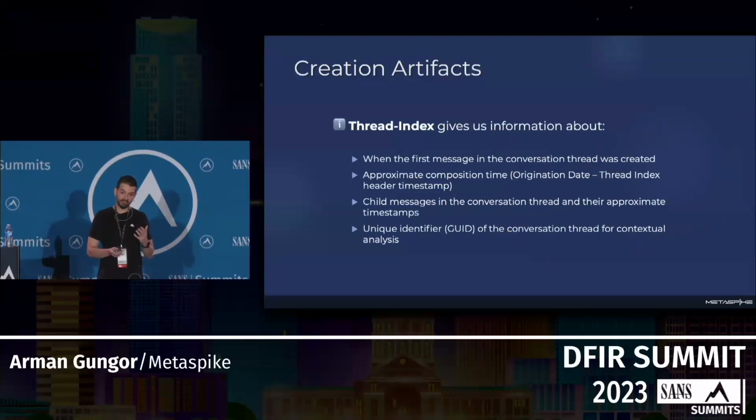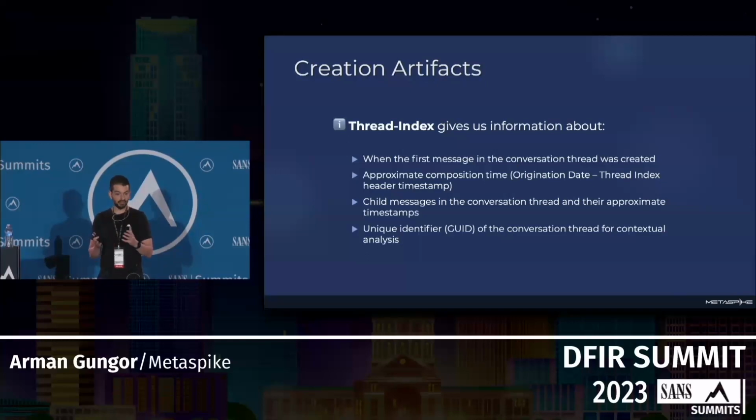So this gives us some interesting insight, actually a few things. Number one, the thread index might be able to tell us when the first message in the conversation was created, not necessarily sent. The second thing is because of the difference between the time from the thread index and the origination date of the email, we might be able to surmise composition time or an approximate composition time. So how long it took from the message being created to it being sent. And this also applies to those delayed send scenarios.